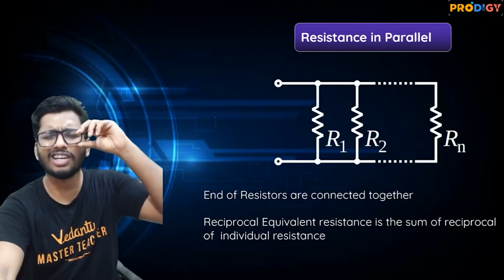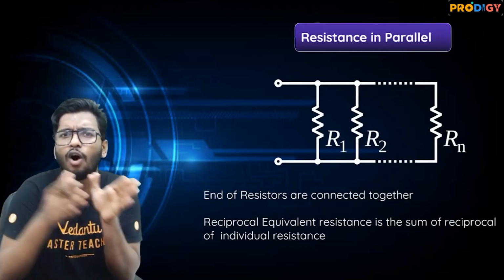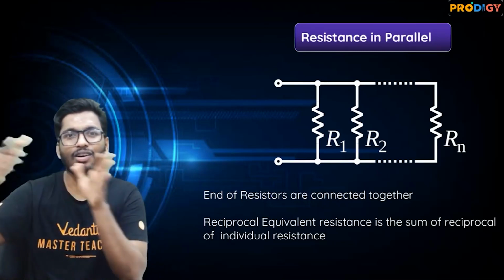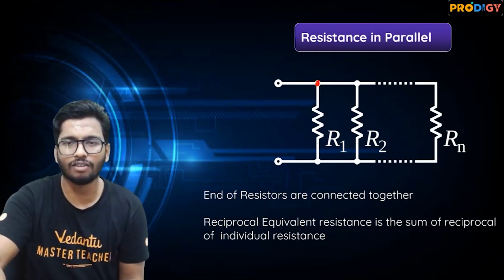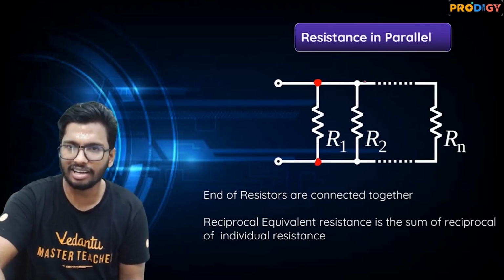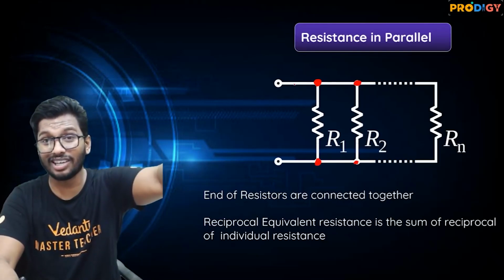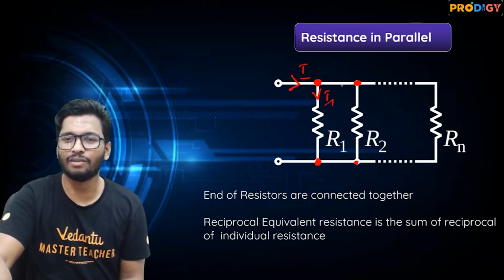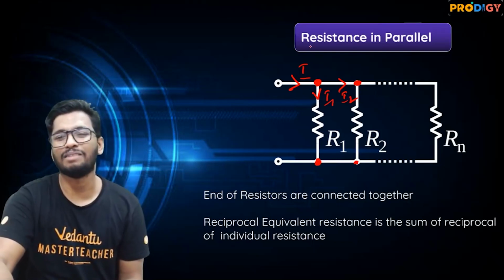Alright, guys. When you talk about parallel, it's a little different. In parallel, it's along the side of another, not one after another. You can see that both ends of the resistors are connected in a parallel connection. And here the current gets distributed. If the current is flowing through this, it will get distributed as I1 and I2, but the voltage will remain constant.